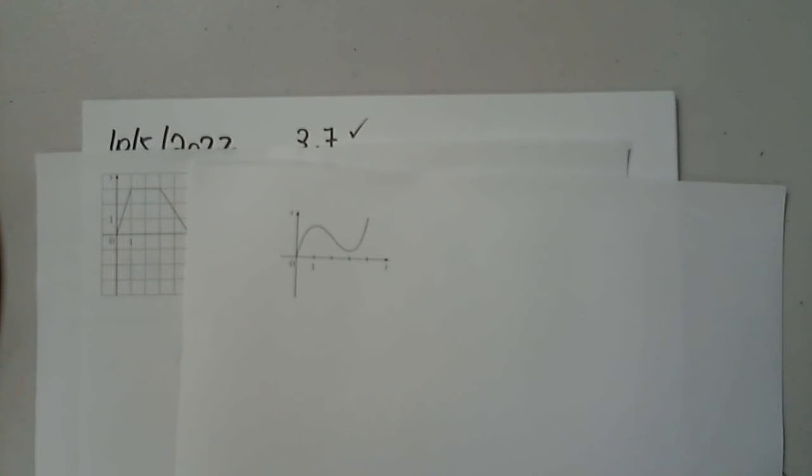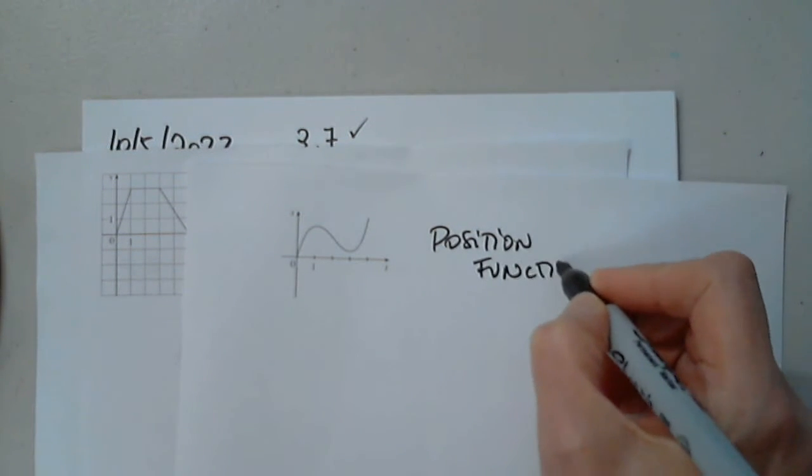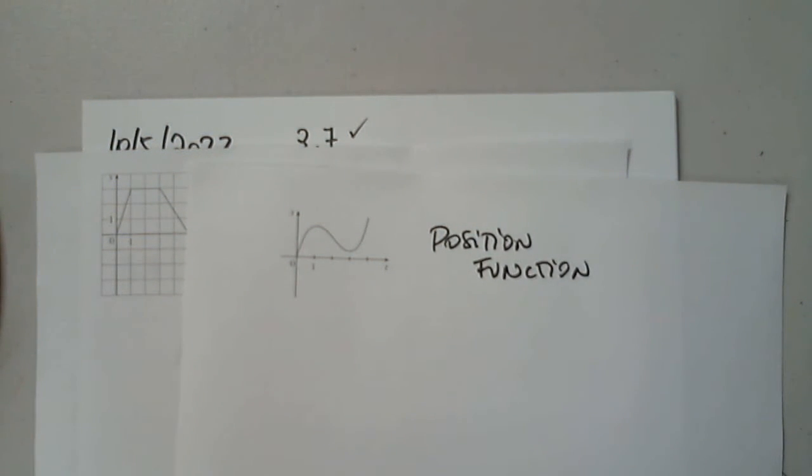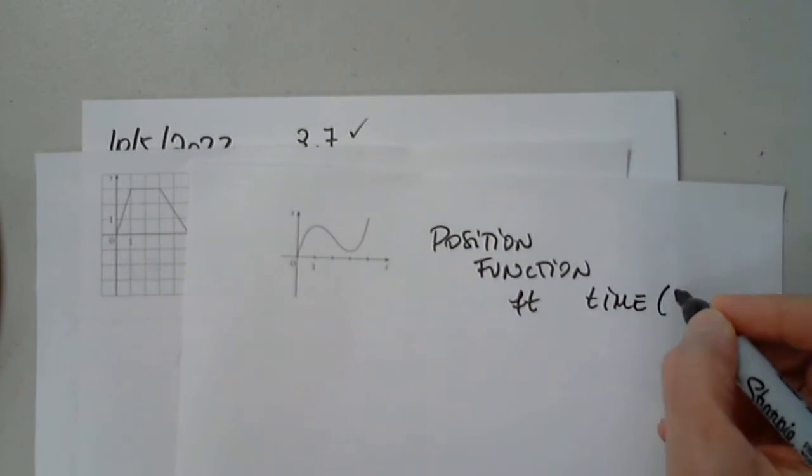The graphs of position function. So this is the distance function or position. So I'm going to write here position function. T is measured in seconds. They are not telling us what S is measured in, but let's assume it's in feet. So feet and time in seconds.